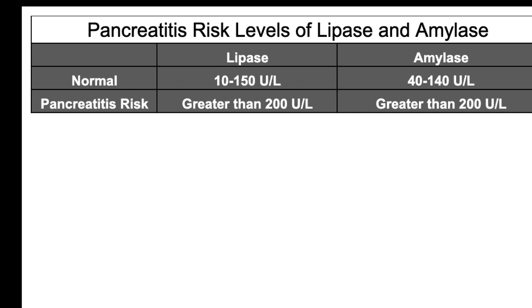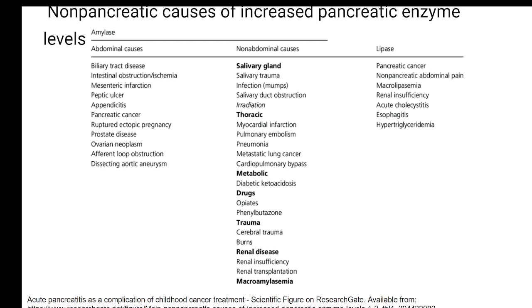But a diagnosis of acute pancreatitis is made only when the level is more than 3 times normal. That's why amylase level has to be more than 420, and lipase level should be more than 450 units. Then only is the diagnosis of acute pancreatitis made. There could be many other reasons which can result in increased pancreatic enzyme levels. So lipase and amylase levels are not considered the standard now.